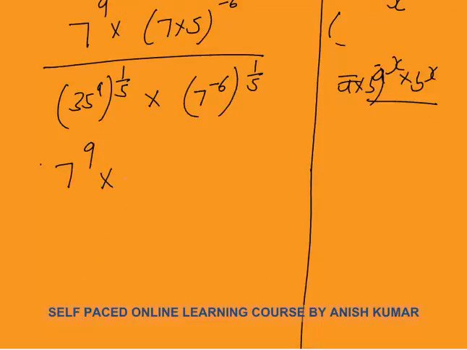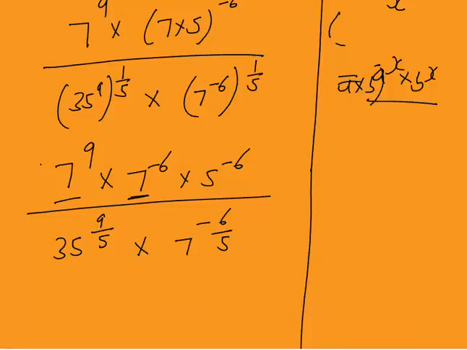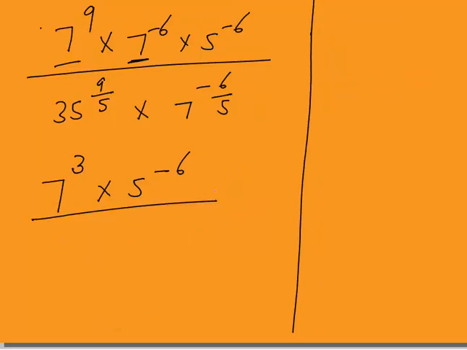Now this can be written as 7 power 9, 7 power minus 6 into 5 power minus 6. This becomes like this, because (a into b) power x is equal to a power x into b power x. This becomes (35) power, bracket will open, power will get multiplied, 9 by 5, 7 power minus 6 by 5. Now this becomes 7 power 9 into 7 power 6. The base is same, the power will get added. So this becomes 7 power 3, 9 minus 6 is 3, into 5 power minus 6 will be as it is.